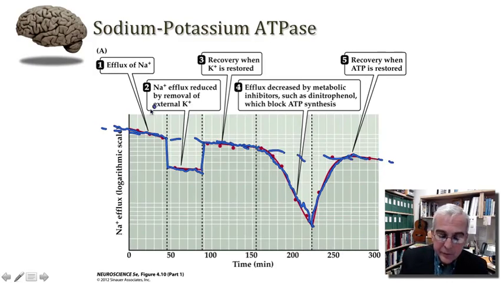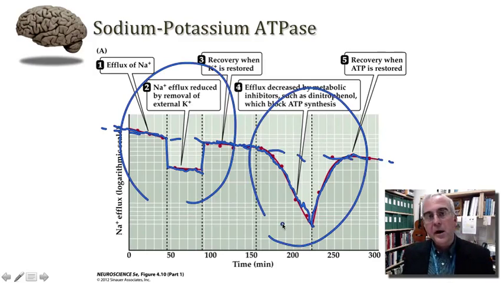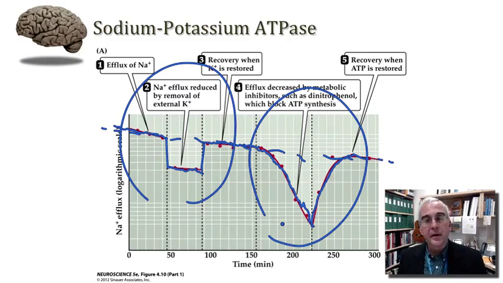So taking these two phases of the experiment together, we know that there's some kind of codependency between the influx of potassium and the efflux of sodium. And we also know that this process is energy dependent.